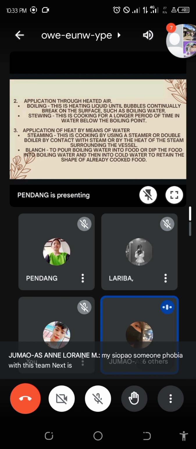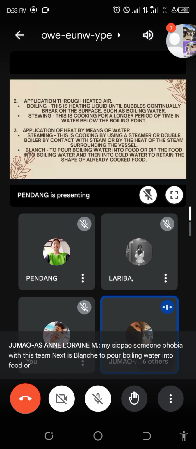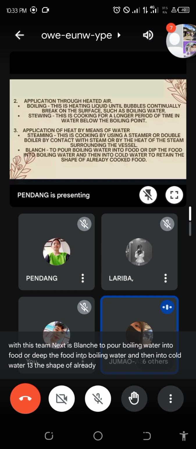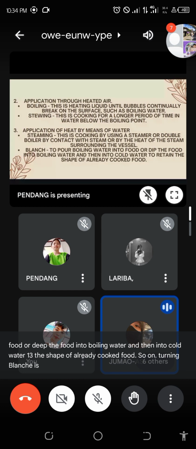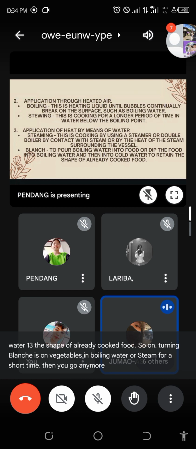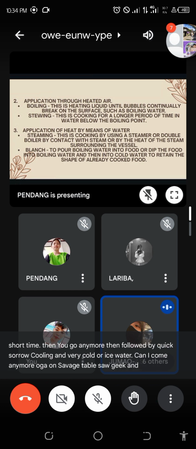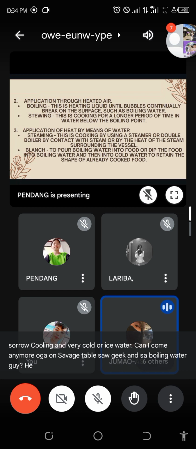Next is blanch. To pour boiling water into food or dip the food into boiling water and then into cold water to retain the shape of already cooked food. So ang blanch is imong lutoan ang vegetables in boiling water or steam for a short time. Then followed by quick thorough cooling in very cold or ice water. Kaya inig human nimo og luto sa vegetable gikan sa boiling water, ibutang dayon nimo siya sa tubig nga bugnaw kanang naay mga ice.